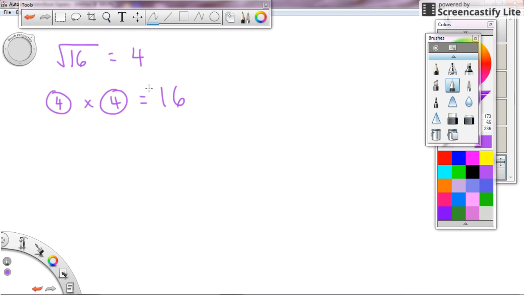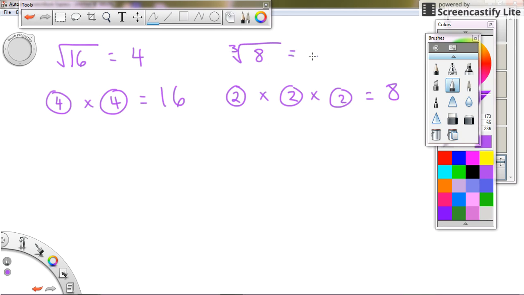Okay, now there are other roots other than just the square root. There are infinite number of roots, actually. So we have something called the third root. If I take the third root of 8, this is asking the question, what number multiplied times itself 3 times equals this number here underneath this radical sign? What number do I need to multiply times itself 1, 2, 3 times to equal 8? Well, that's 2. So we would say that the third root of 8 is equal to 2.